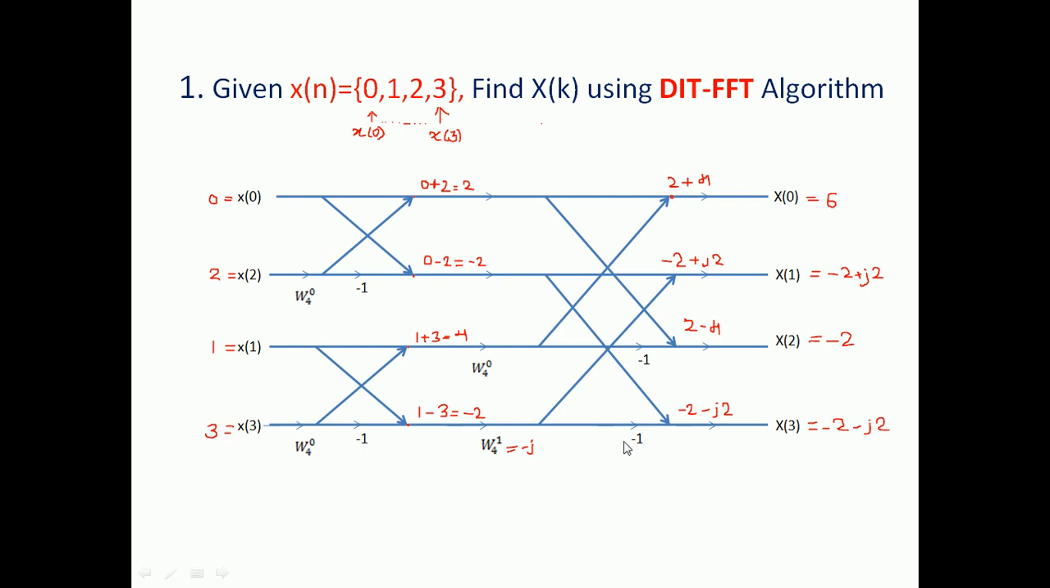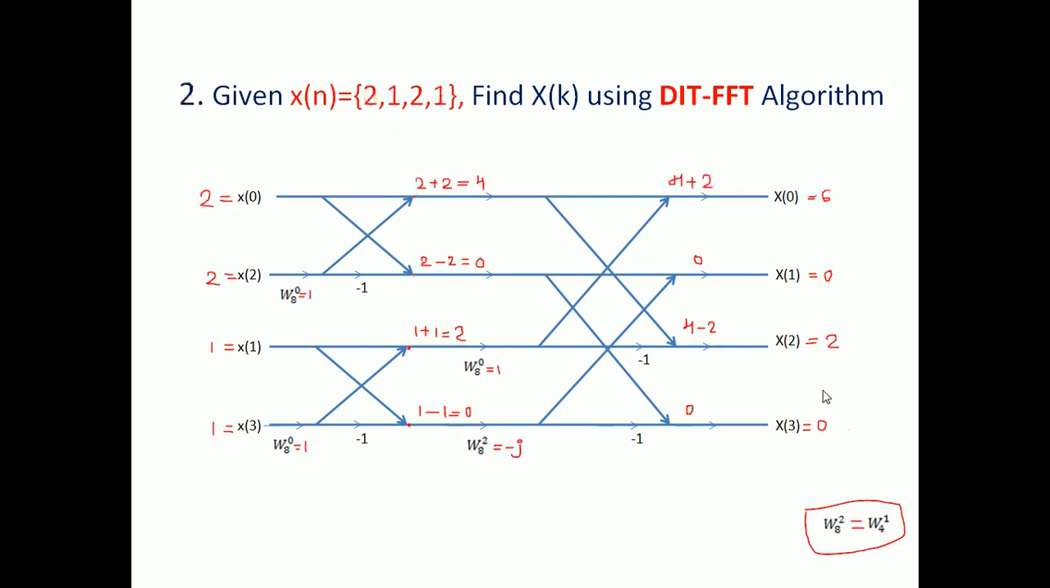The last one. So this minus 2 is passed here at this point. Then minus 2 into minus j into minus 1, you will get minus j2. Always remember, this point indicates addition. Each arrow mark indicates multiplication. So minus 2 minus j2 is x of 3. So totally you are getting the DFT of the sequence x of n, 0, 1, 2, 3, as x of k is equal to 6, minus 2 plus j2, minus 2, minus 2 minus j2. So this is your DFT answer.